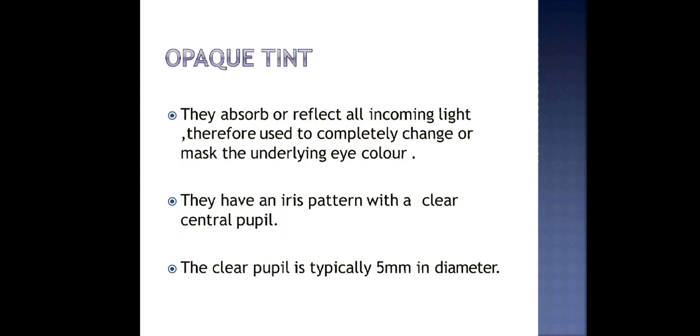So next is the opaque tint. They absorb or reflect all incoming light, therefore they are used to completely change or mask the underlying eye color. They have an iris pattern with a clear center pupil. The clear pupil is typically 5 millimeters in diameter.